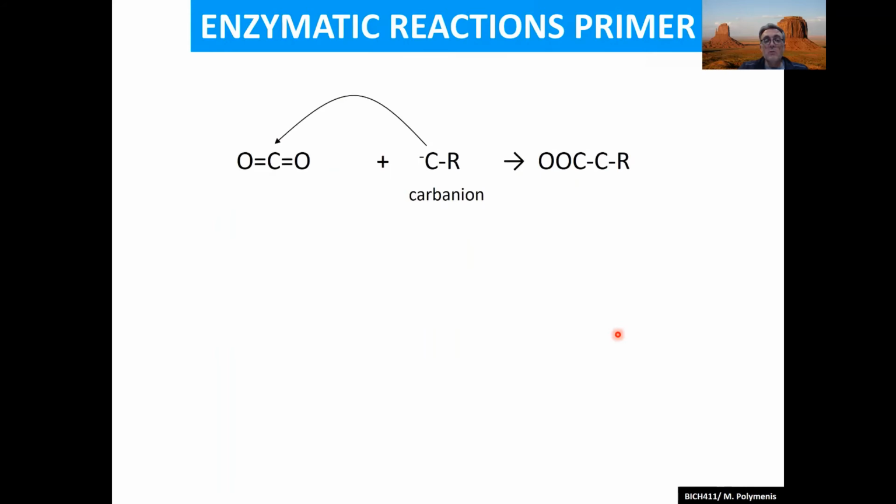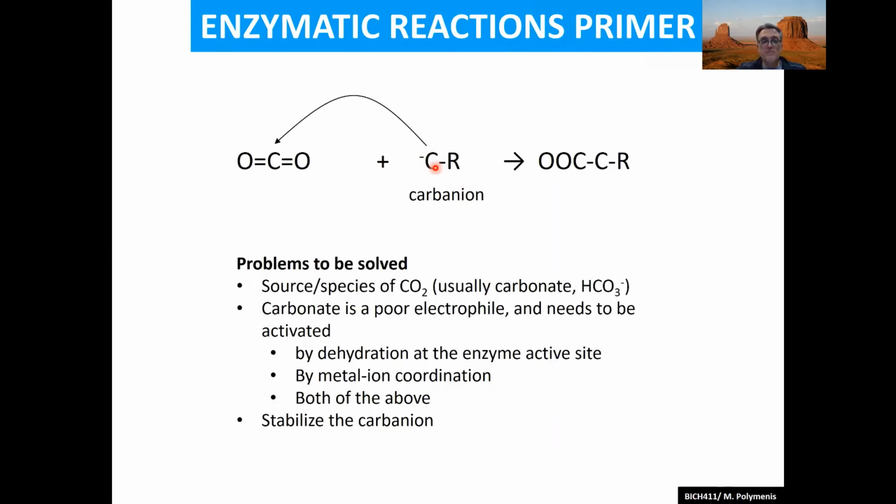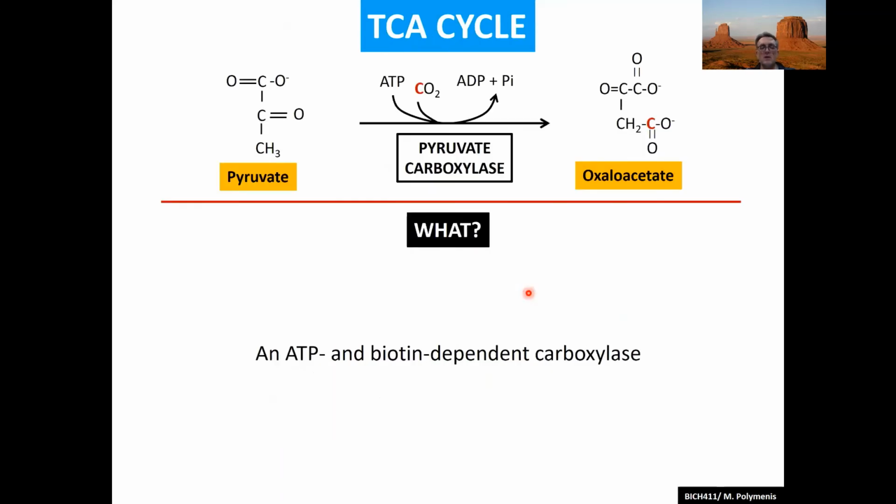that makes carbon-carbon bonds. Again, for that to happen, it's really the reverse of decarboxylation. Stabilizing the carbanion is the same concern. We went through how all these things have to happen: activation of carbonate, stabilize the carbanion, and what's the source of CO2? In this case, it's carbonate. It has to be kept in place.